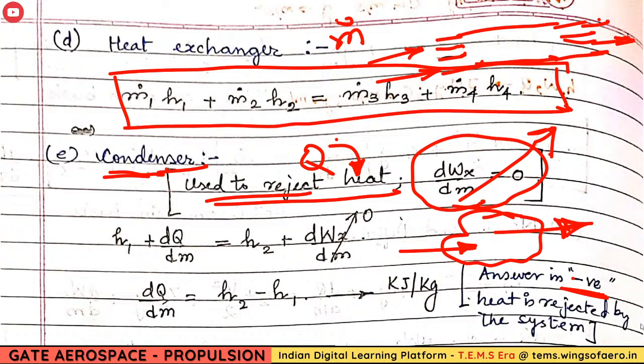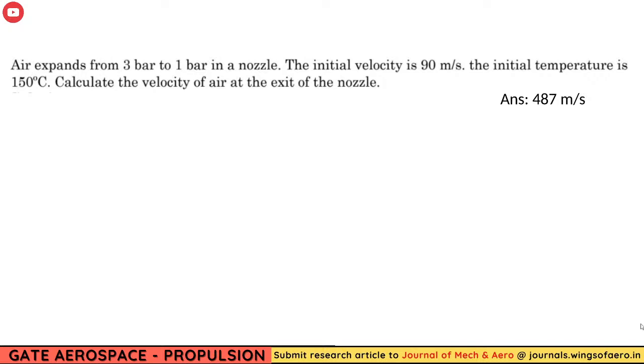Okay, clear? Now we will do a small problem based on that. So in this question, let's read the question. Air expands from 3 bar to 1 bar in a nozzle. The initial velocity is 90 meter per second. Initial temperature is 150 degree Celsius. Calculate the velocity of air at the exit of the nozzle.